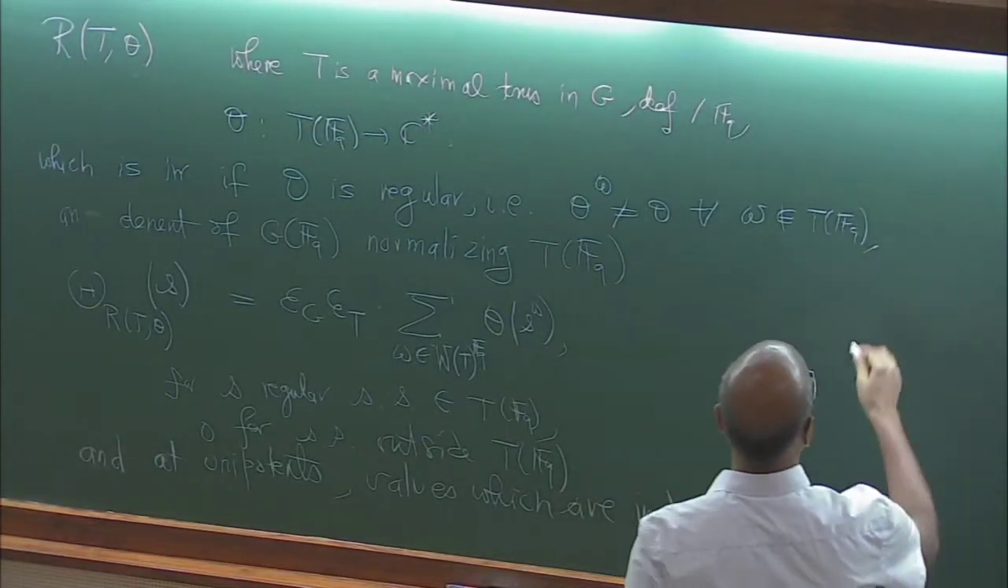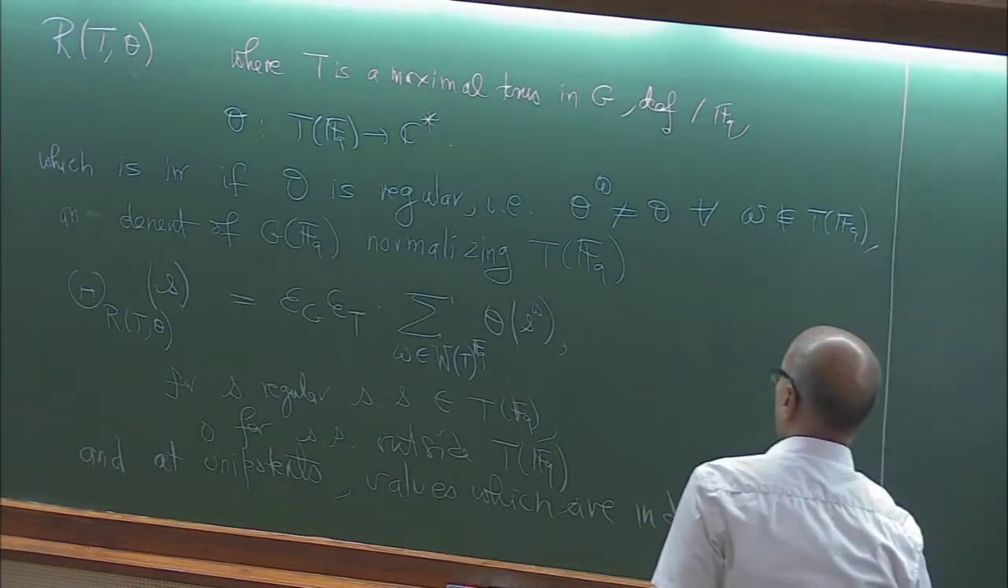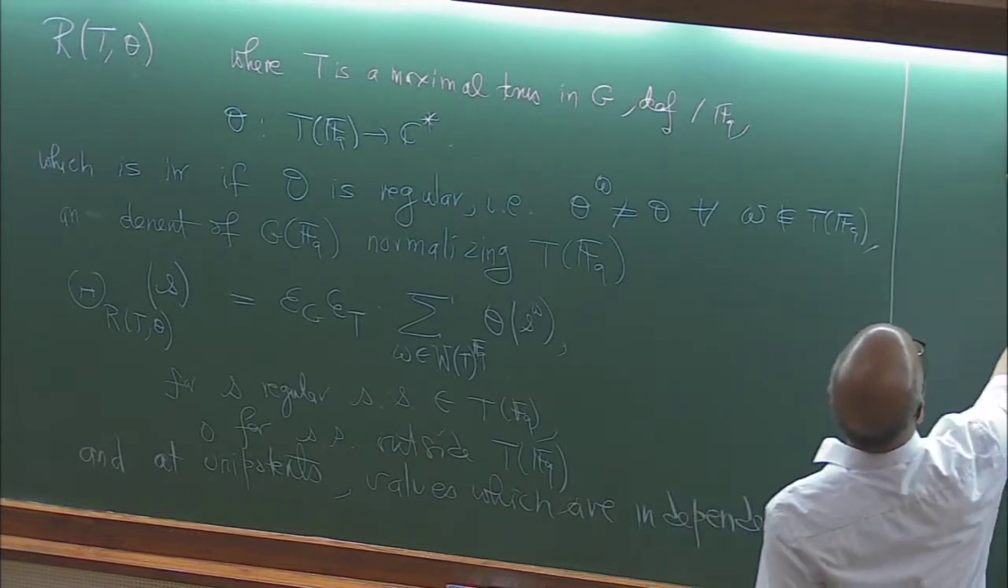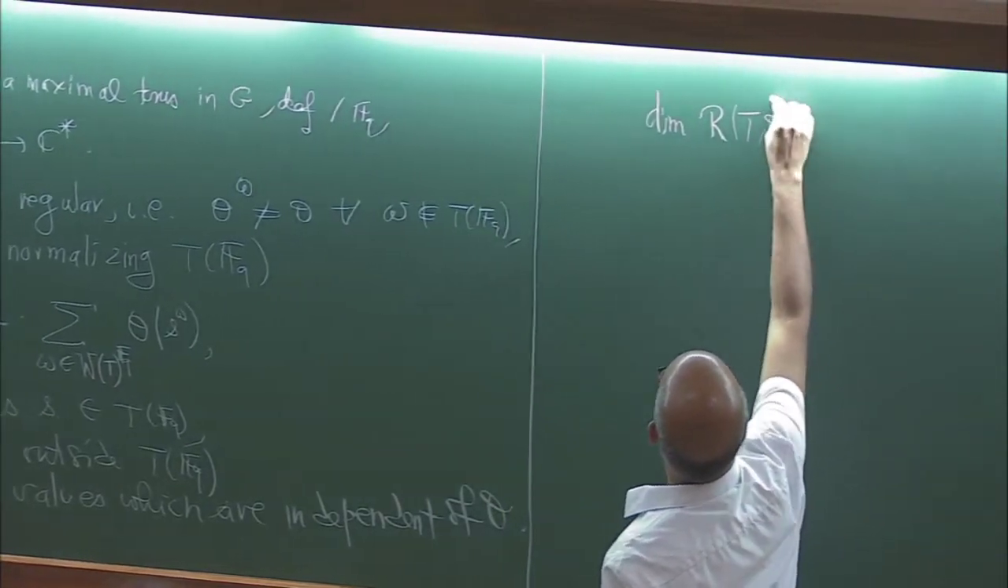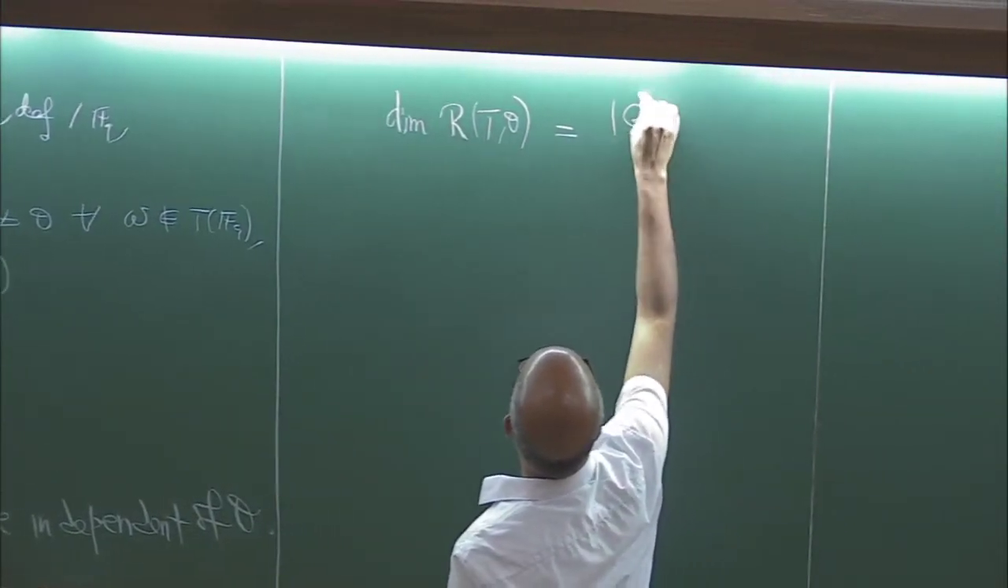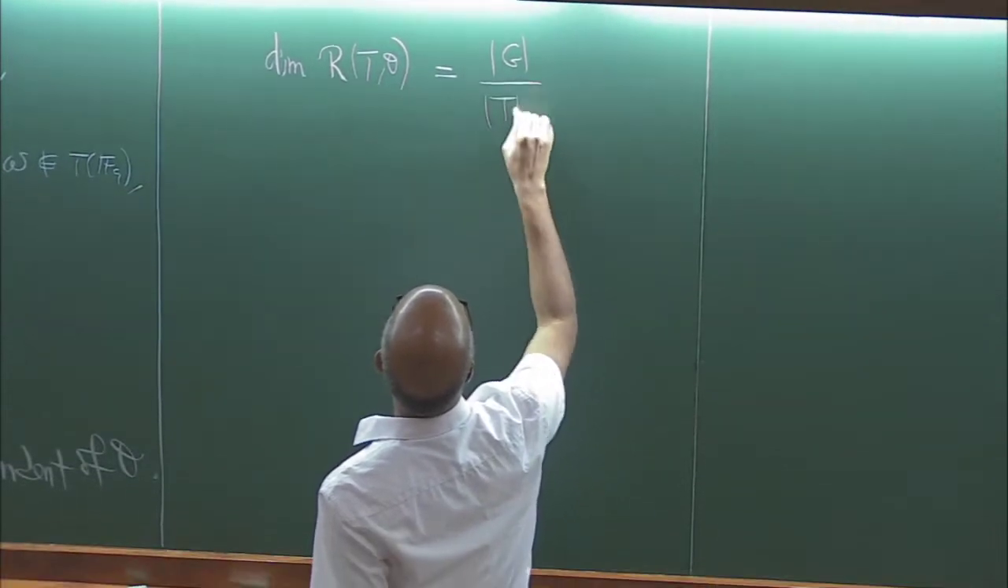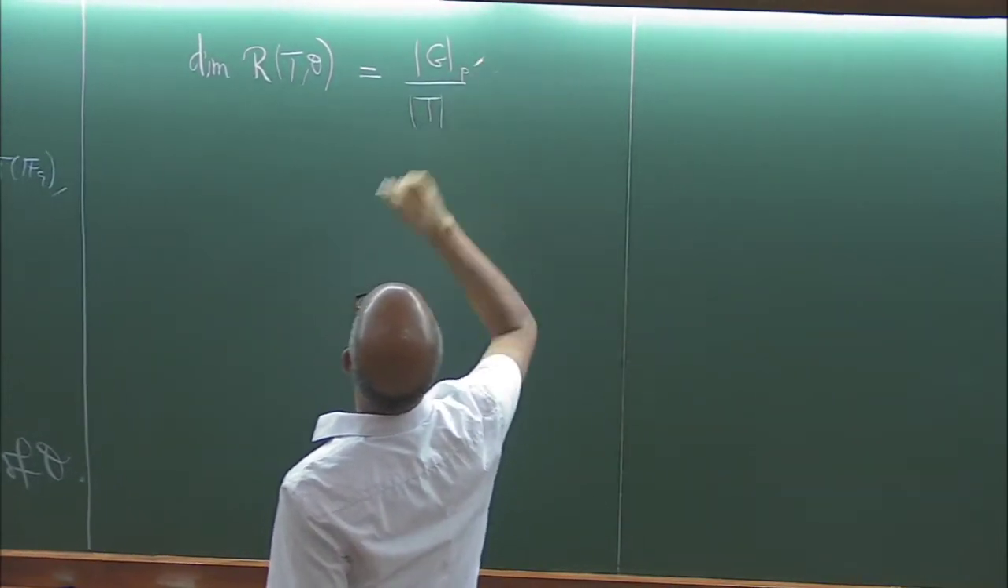Yeah, so maybe one of the key properties also is that the dimension of R_T,theta is the order of G divided by the order of T, and this is prime to p.